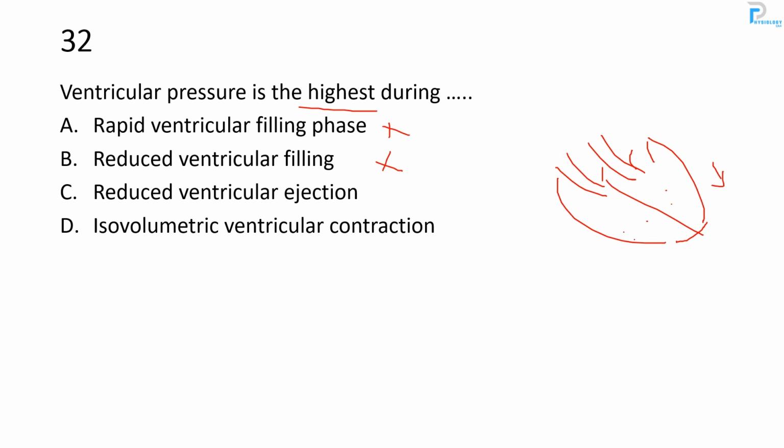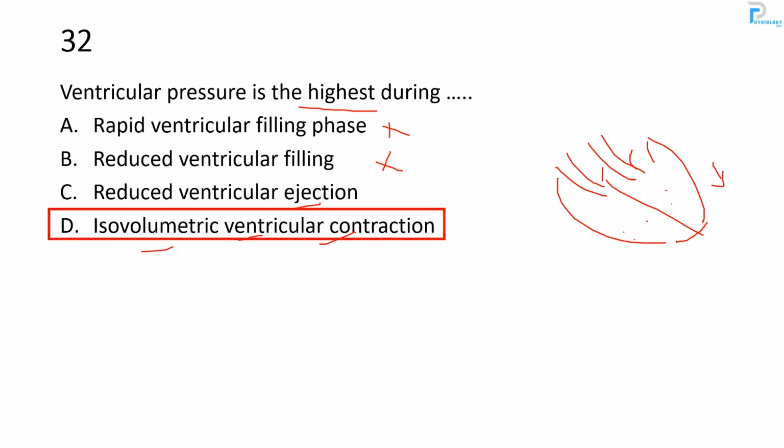So come to these two options. We have ventricular ejection, so the ventricle is contracting. And we have isovolumetric ventricular contraction. Again, the ventricle here is contracting. So during which of these two phases do we have the highest pressure? The correct option here will be D, because during isovolumetric contraction, all valves are closed and the ventricle is contracting. So that is going to increase the pressure in the ventricle.